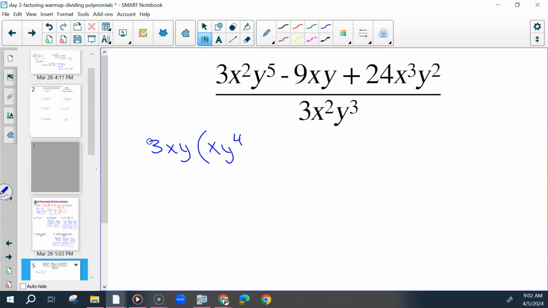To the fourth. Minus 3. Plus minus 1. Say that again. Minus X 2, Y. Not 9 here, close, but it is X squared Y. 8.